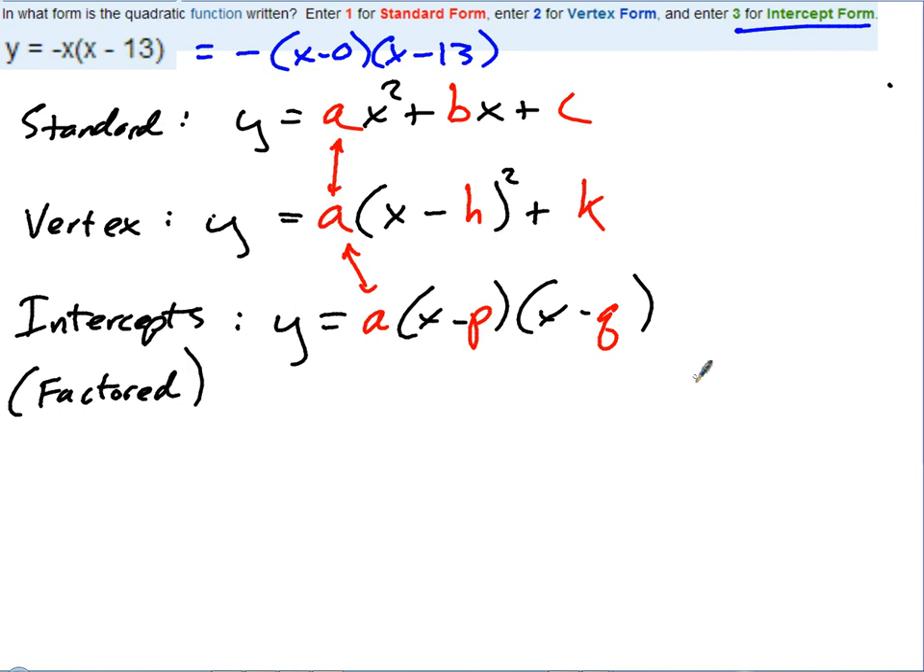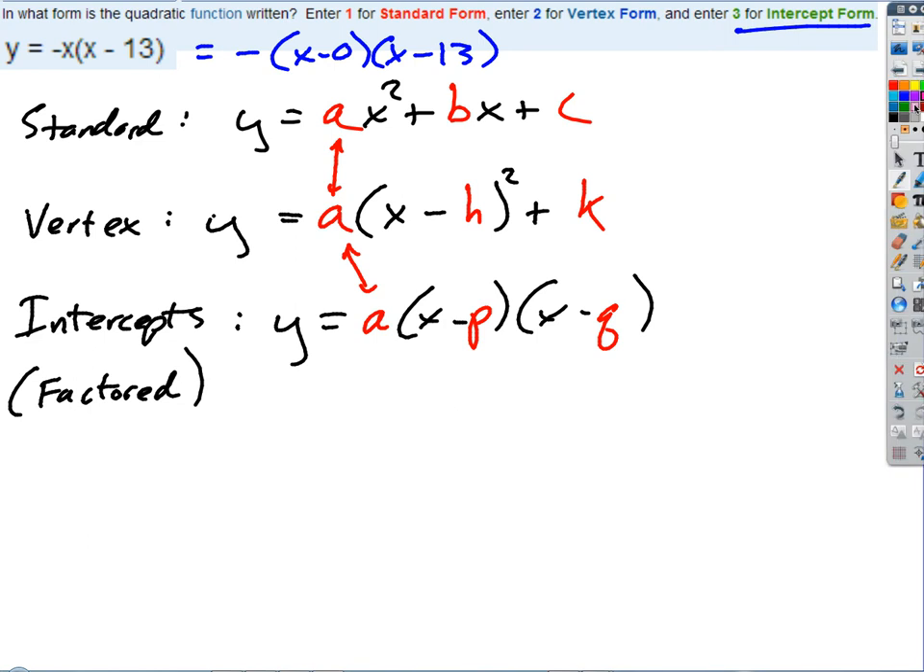So A just means if it opens up or down. If there's a number there, what does that mean? In this case, what's A? -1, yeah. But what if it was like -3, then what does that mean? It just means the number part of the A tells you how skinny the parabola is. The bigger the number, the skinnier it is.